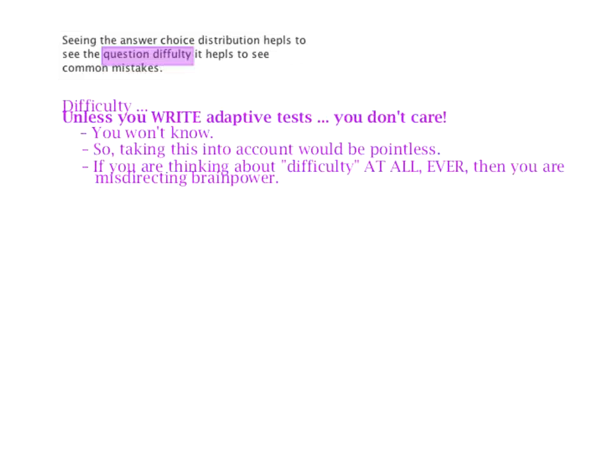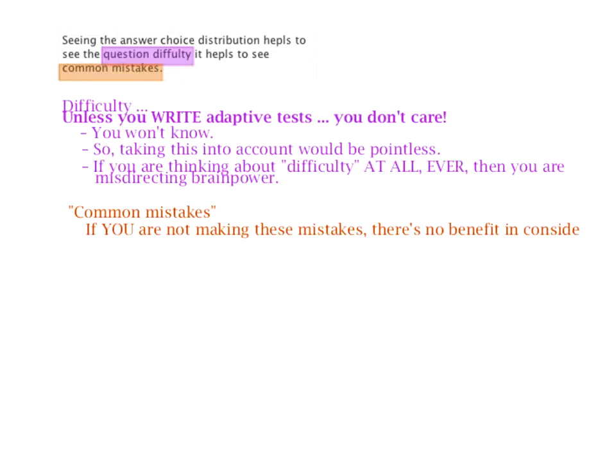And then the other thing is, honestly, guys, there are a million zillion mistakes that people make on these things, but if you are not making those mistakes, you shouldn't really care. As far as common mistakes, you are not a population of people, so you don't care. If you are not making these mistakes, then there's no benefit of thinking about that and considering that. In fact, let me tell you a story here.